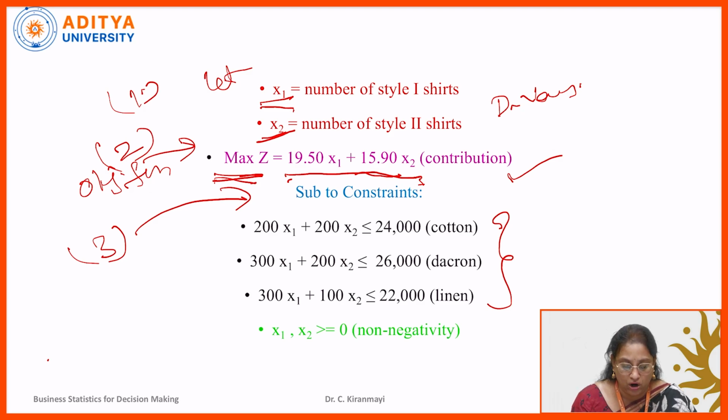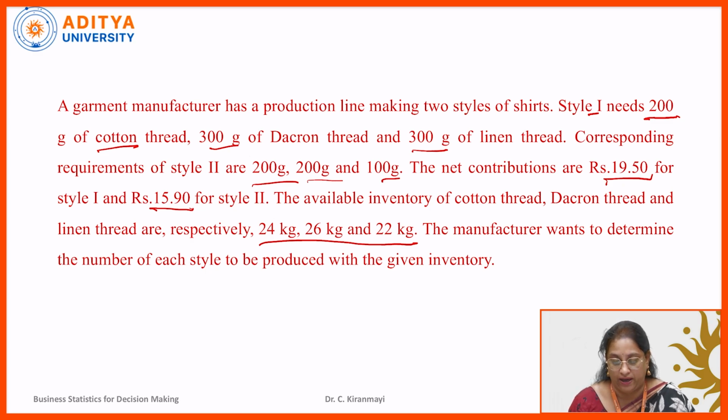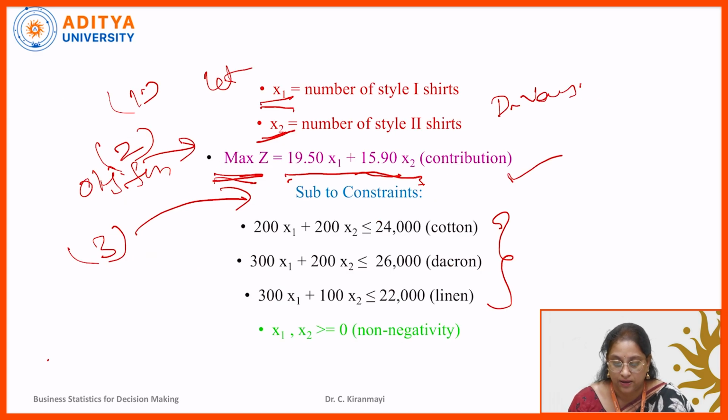Therefore, how much cotton thread is required for style 1? 200 grams. For style 2, how much cotton thread is required? 200 grams. And cotton thread is available only 24 kgs. So, 200 x1 plus 200 x2 less than or equal to 24,000. Since only 24 kgs of cotton thread is available, that is why we have to use less than or equal to. And likewise, we can formulate the constraints for the other two resources also.